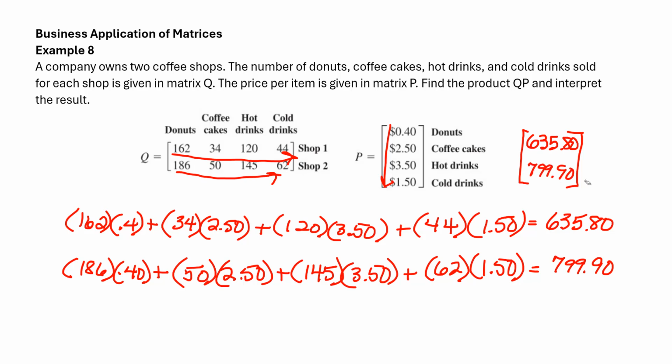And so when they ask you to interpret the result, that's just telling you how much each store makes per day. So this is the amount of money. The first number is telling us the amount of money that shop 1 earned that day. And this is telling you the amount of money that shop 2 made that day.